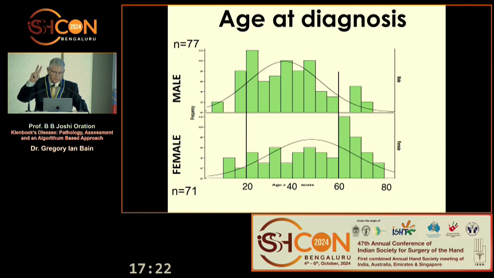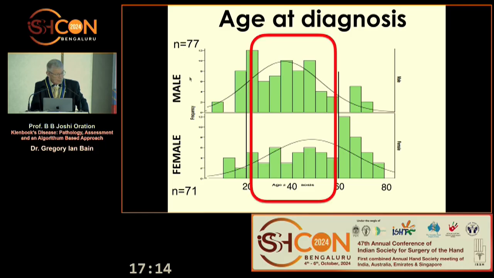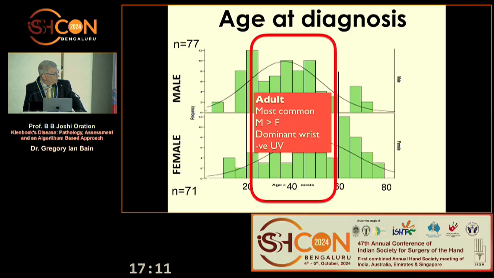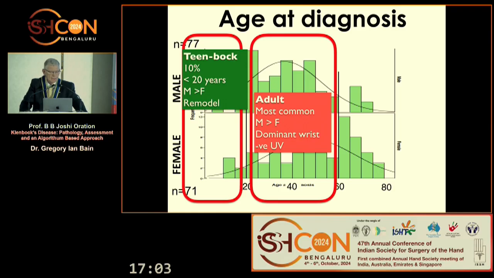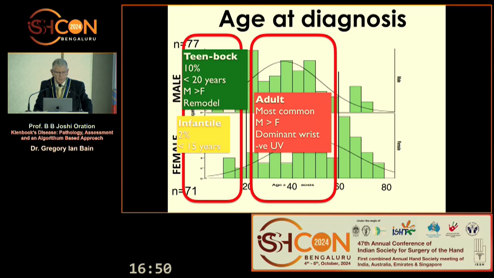We performed a systematic review where we looked at a series of patients from the literature for whom we had full details of the patient's outcomes and their radiographs. It's interesting to look at the distribution of the ages. If you look at the adult group, which is the most common, it's more common in men, it's more common in the dominant wrist, and it usually has a negative ulnar variance. Teens, those between the ages of, say, 12 and 19, represent about 20%, and it's more common in boys, and there is a potential to remodel. The infantile, less than 15, have a much better chance of remodeling, and these are quite rare.